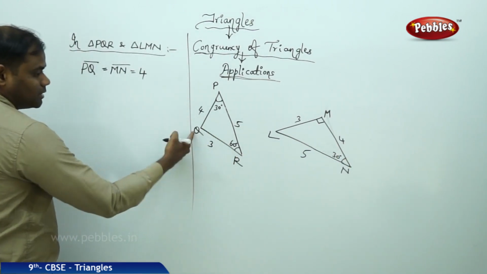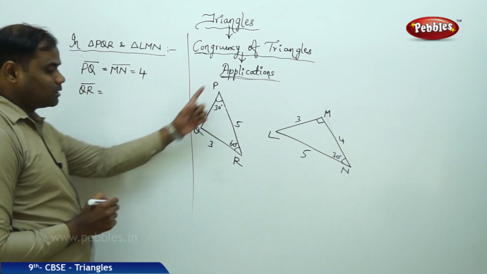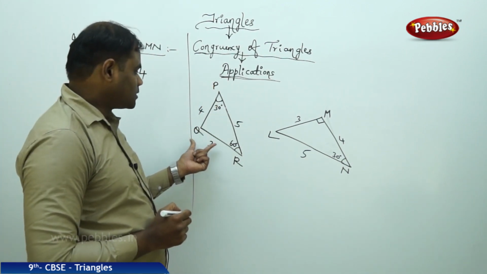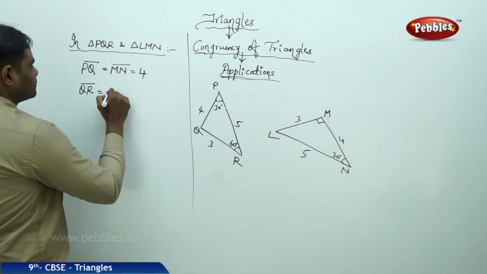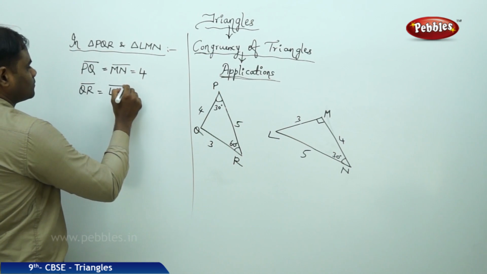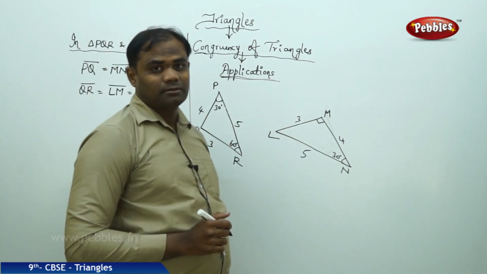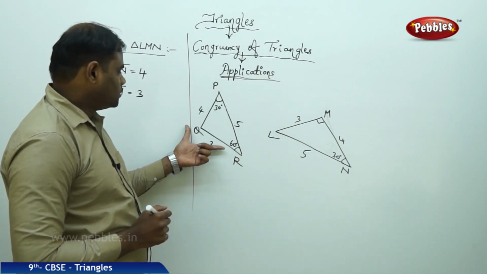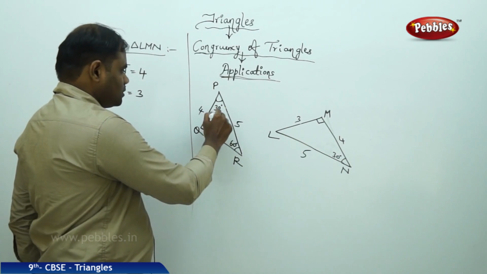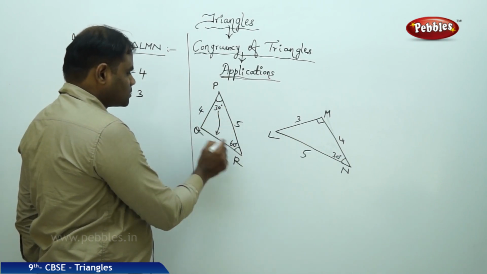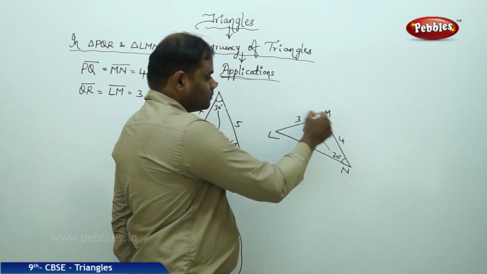Similarly, let me take the next side QR. The side QR of the triangle PQR is 3, and its corresponding side LM also is 3. This is how we understand the second side. The corresponding side of QR is LM because the angle opposite to QR is 30 degrees, and the angle opposite to 30 degrees in the other triangle is LM, which is 3.